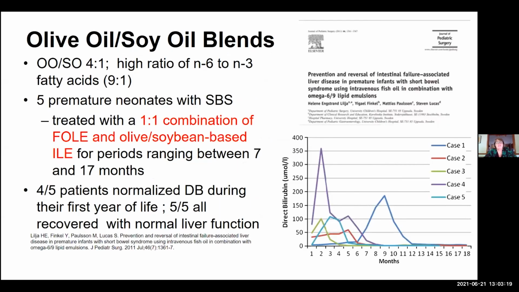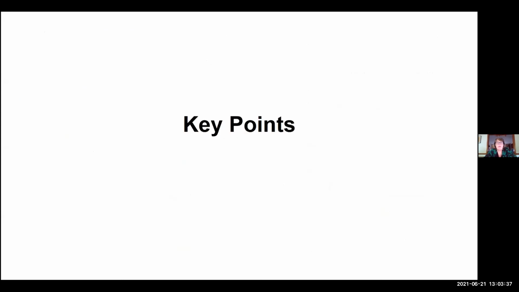Similarly, there was a study that came out of Finland where they had 5 premature infants. It was a case series where they did a 1-to-1 blend of fish oil plus the olive soybean oil lipid emulsion. And they showed normalization of the hepatic function within a year after starting this therapy. So the key takeaways from this, I know I went quickly, but hopefully the questions will be answered through the rest of the afternoon with other sessions.